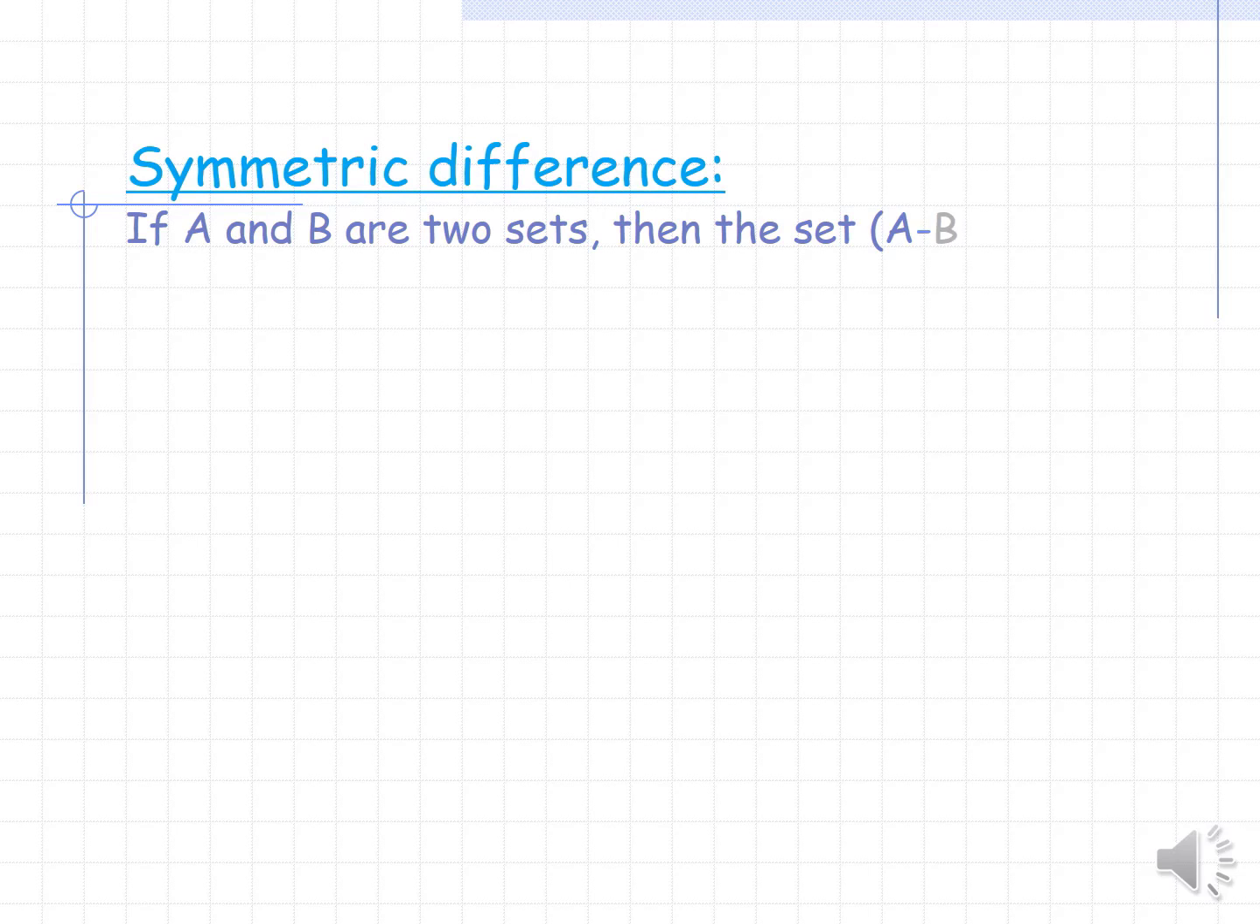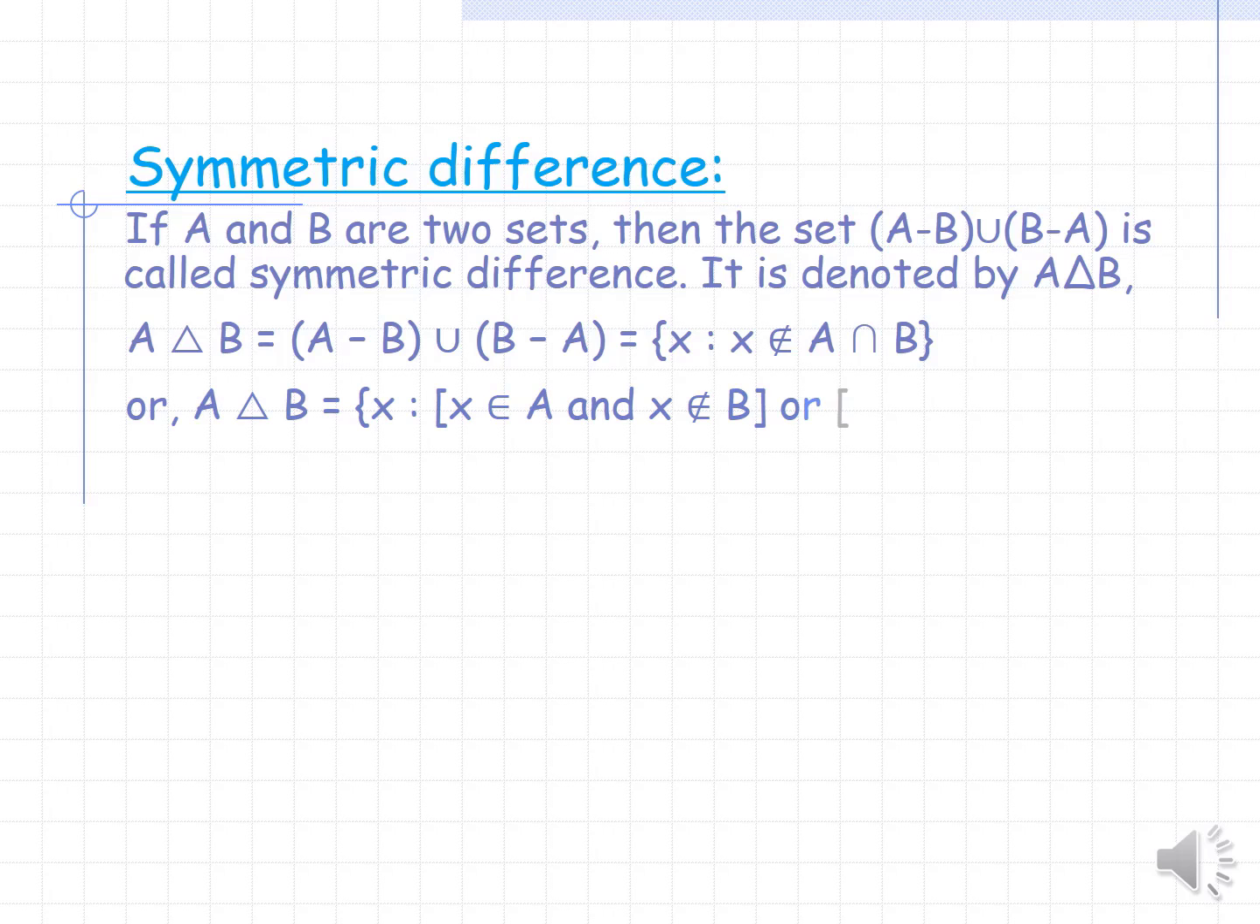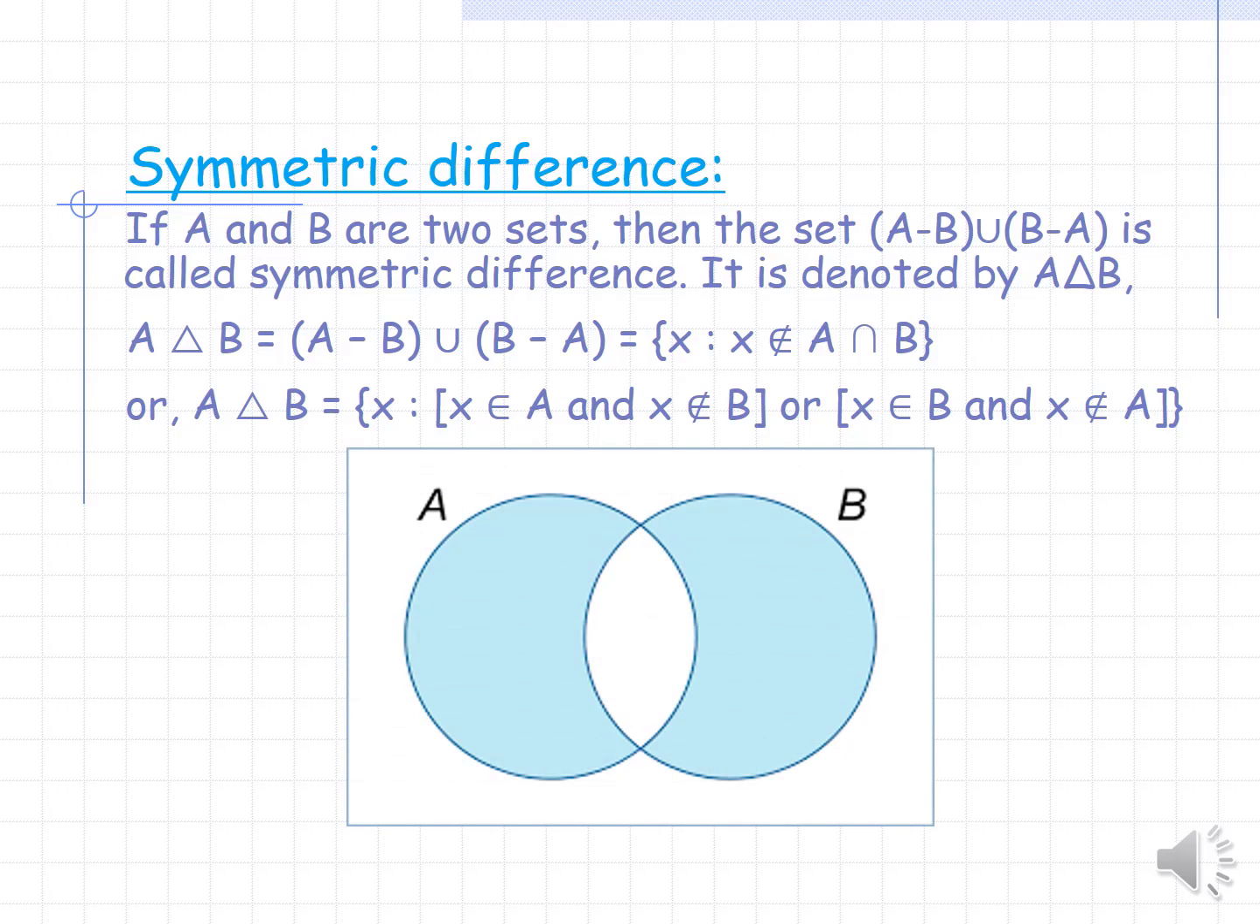Symmetric difference. If A and B are two sets, then the set A minus B union B minus A is called the symmetric difference. It is denoted by A delta B. Therefore, A delta B is equal to A minus B union B minus A is equal to X such that X is not in A intersection B, or it is also defined as A delta B is equal to X such that X belongs to A and X does not belong to B, or X belongs to B and X does not belong to A. Here the shaded region represents the symmetric difference.